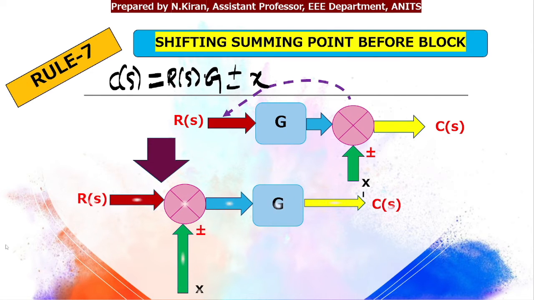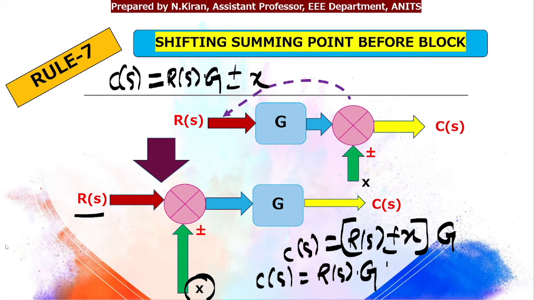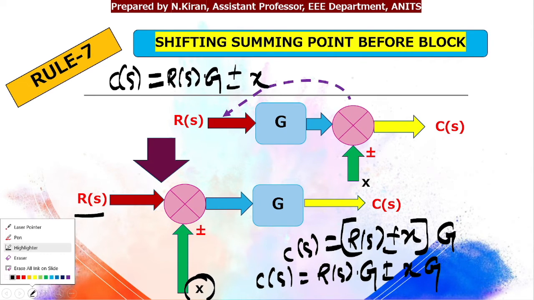So I have shifted. In this case also, let me write the expression for C of S. C of S will be, here input R of S is getting added by the signal X, so R of S plus or minus X, and that is getting multiplied by G. If I expand my expression of C of S, it will be R of S into G plus X into G.